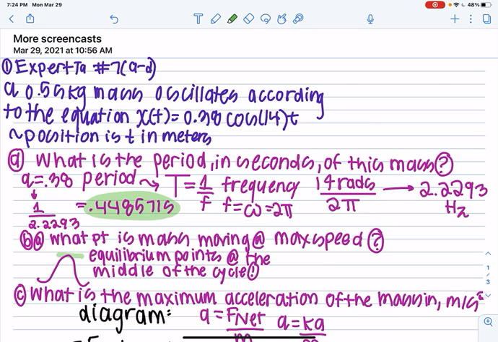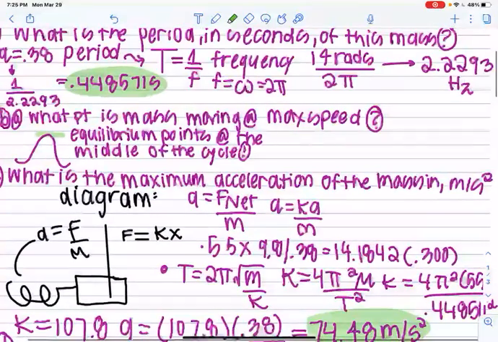Essentially I used the formula for frequency, where angular velocity equals 2 pi f, and I just manipulated it to find f by dividing by 2 pi. So I got 14 radians over 2 pi, or 2.2293 hertz. Then, after I found that value, I did 1 over 2.2293, and I got 0.45 seconds. Next, it says, at what point is the mass moving at max speed?